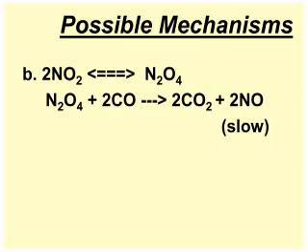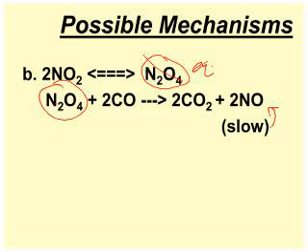Possible mechanism number 2 is NO2 in equilibrium with N2O4, then N2O4 plus CO yields CO2 plus 2NO. And then this is the slow step. This is equilibrium, so it's got to be rate determining. This is the slow step. So does this add up? By the way, do you see how the N2O4s here would cancel out? This is called an intermediate. Something that is made in one step and subsequently used up later is an intermediate.